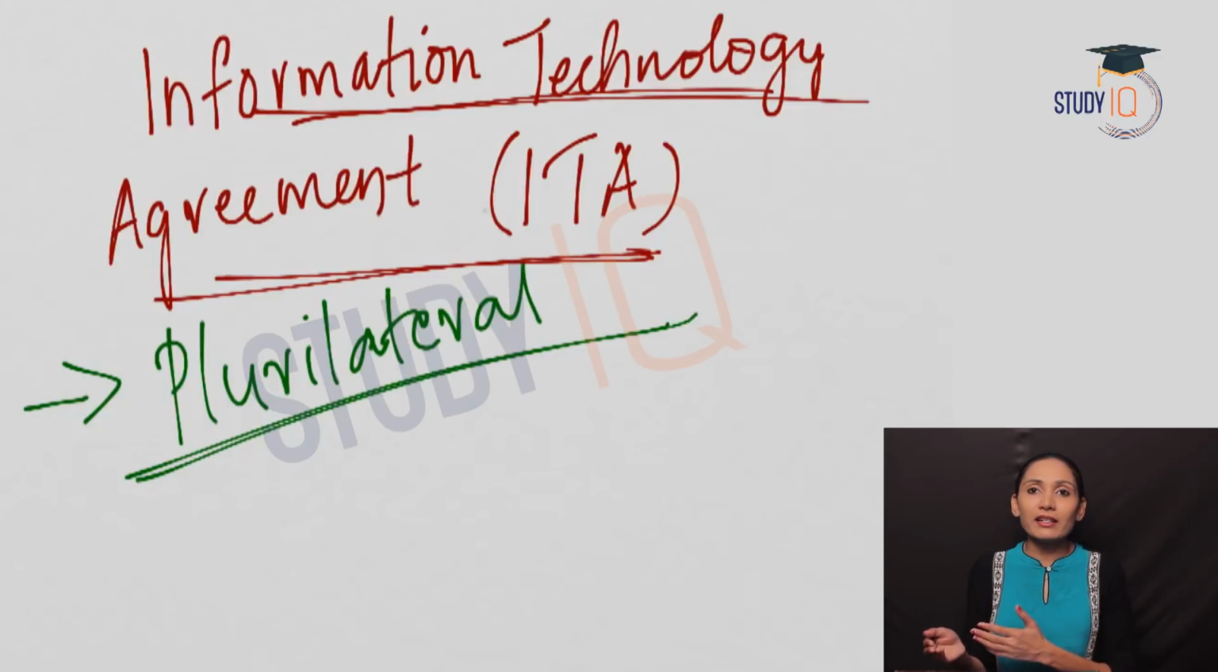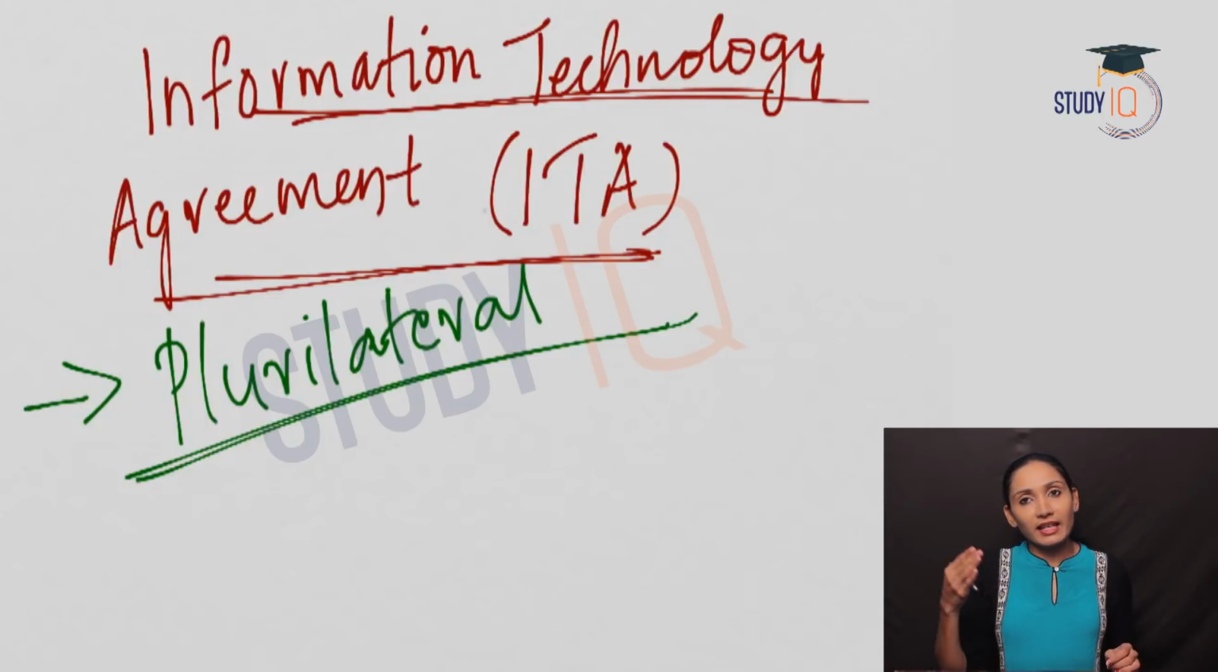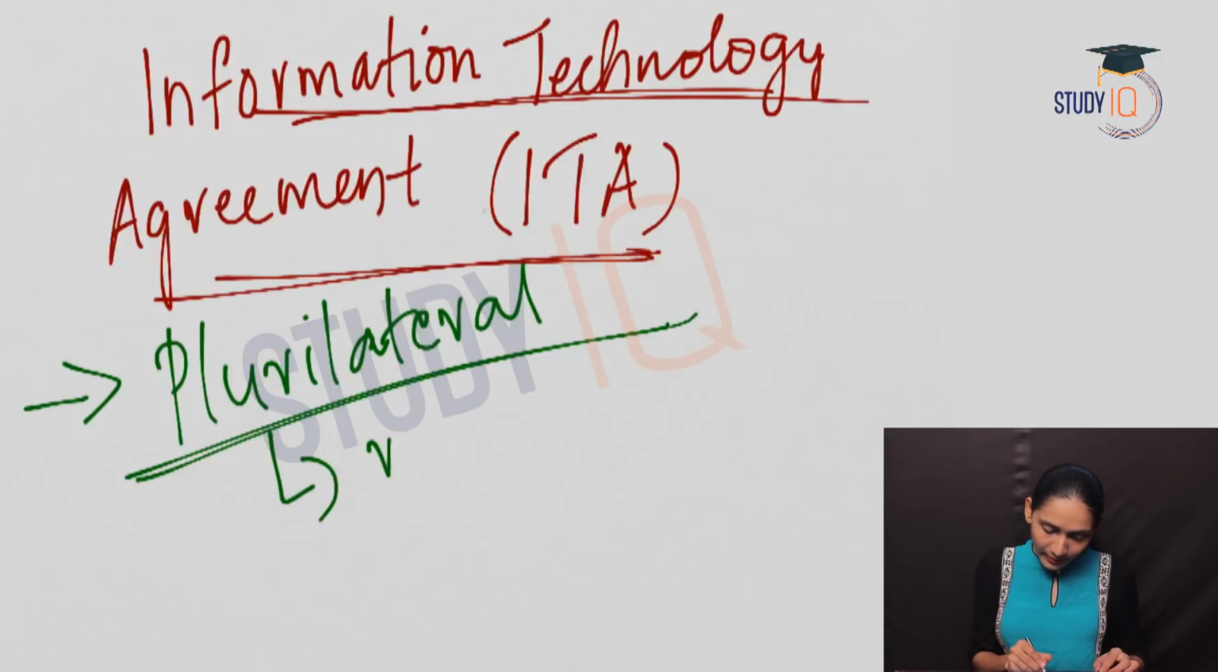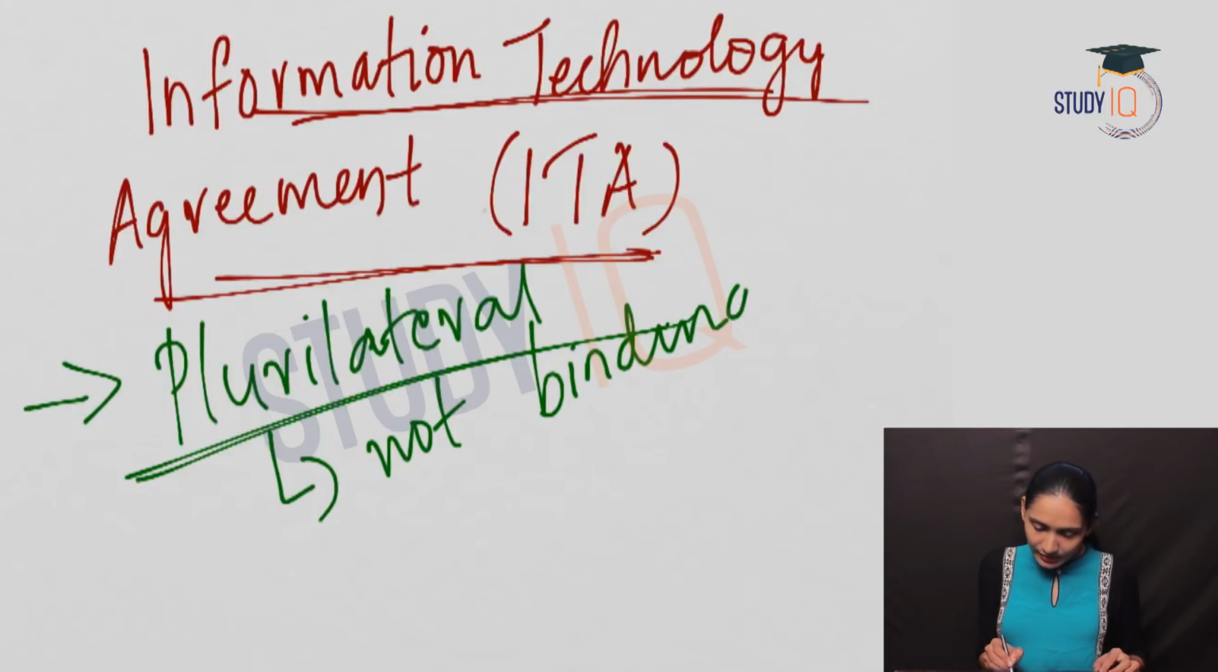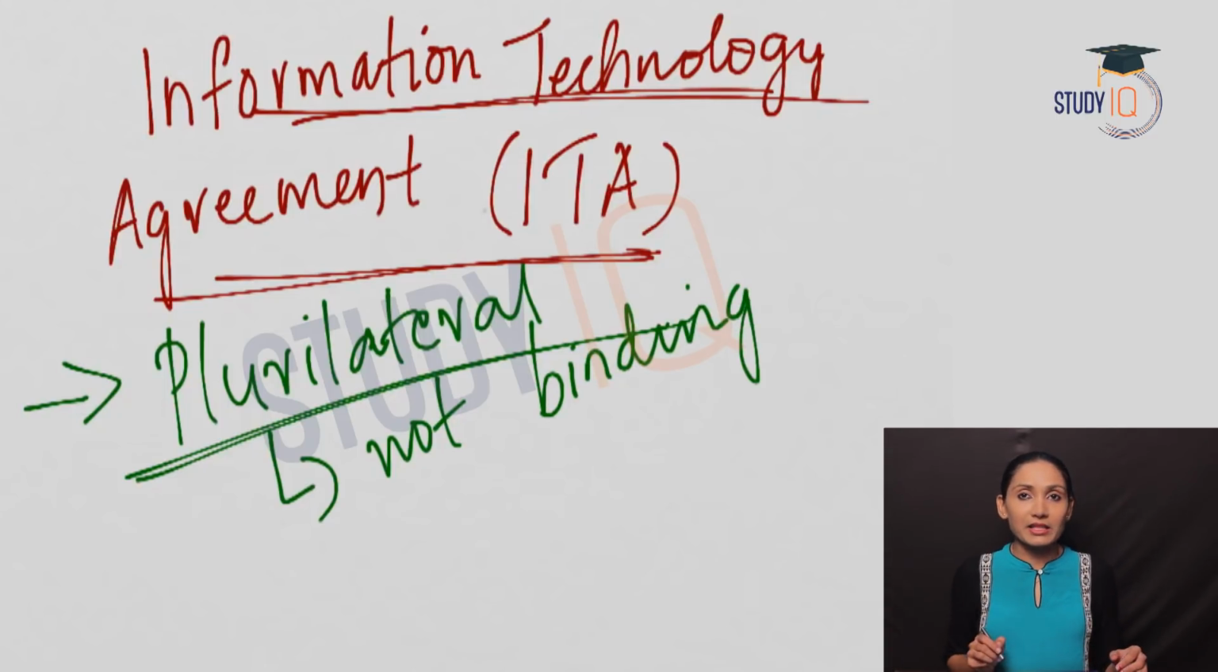It is the independent decision of every member country to join this agreement or not. So that is a plurilateral agreement. In case of the Information Technology Agreement, it is a plurilateral agreement. It means that the member countries can either join or not join this agreement. So plurilateral means not binding on the member countries.